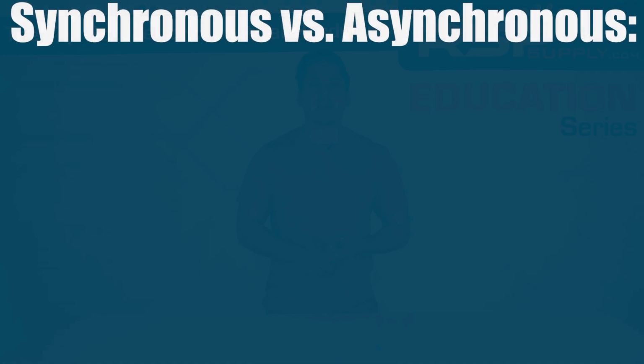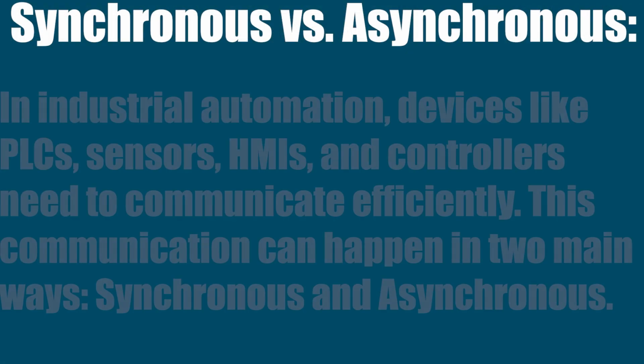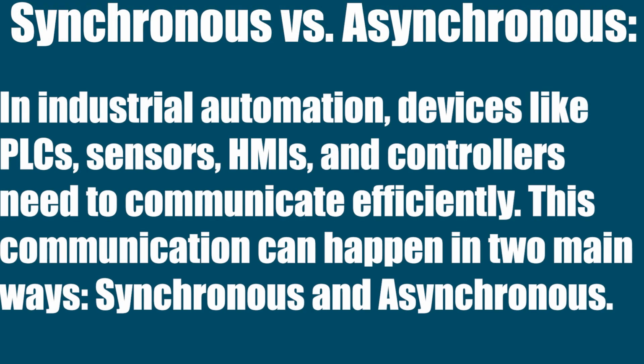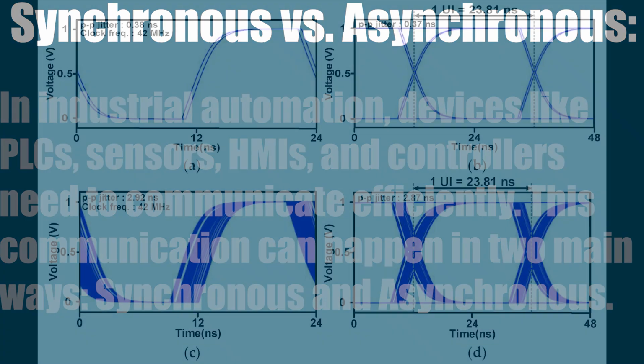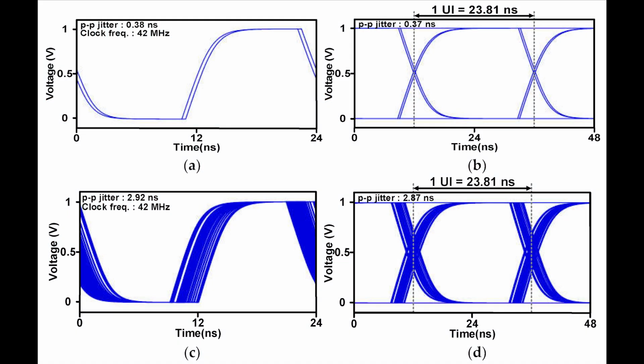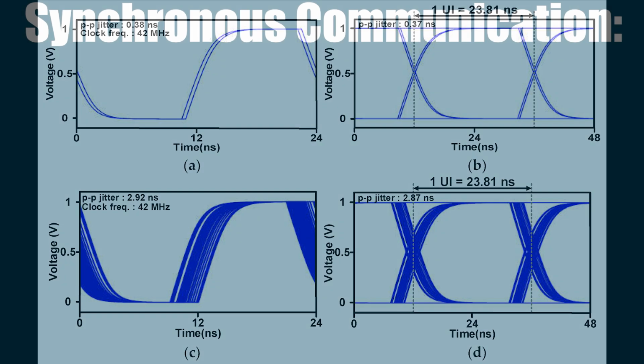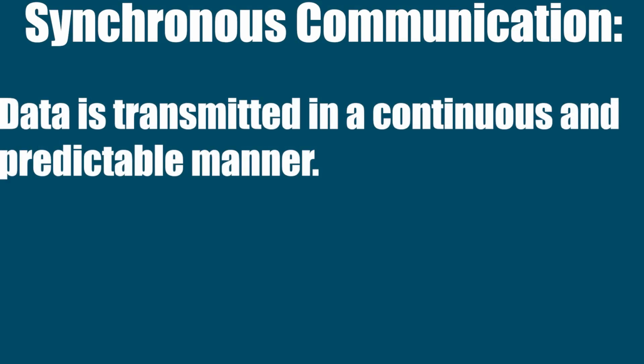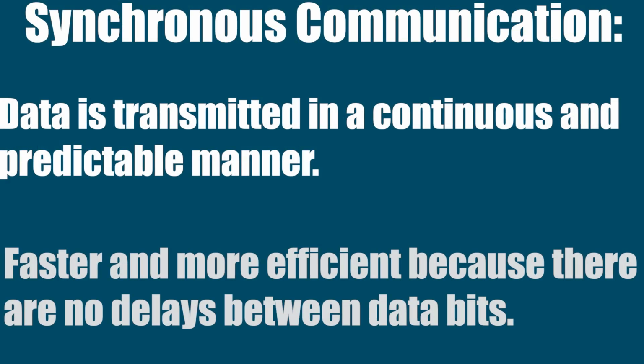Now let's talk synchronous versus asynchronous communication. In industrial automation, devices like PLCs, sensors, HMIs, controllers, they all need to communicate, and this communication can efficiently happen in two main ways. That's synchronous and asynchronous. For synchronous communication, it's clock-based communication. Both sender and receiver follow a shared timing signal, or a clock. Data is transmitted in a continuous and predictable manner. Faster and more efficient because there's no delays between data bits.